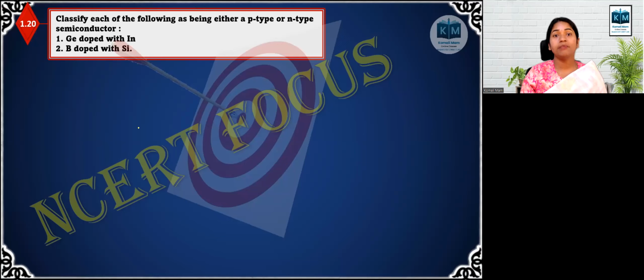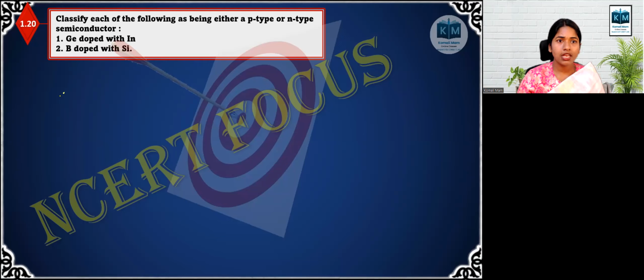See the next question. Classify each of the following as being either a P-type or N-type semiconductor. Germanium doped with indium, boron doped with silicon. So how can we do this?